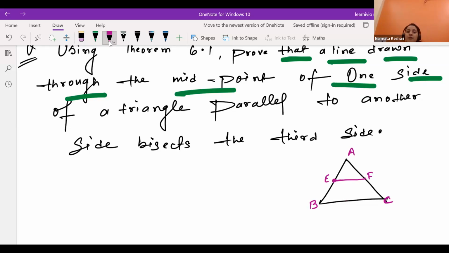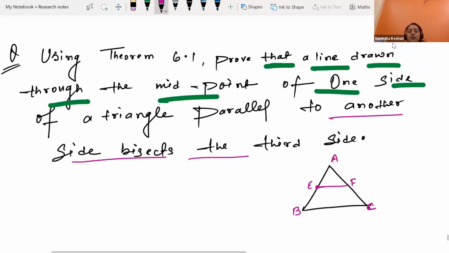We have to prove that another side is also getting bisected. Okay, that means, just a second, yeah, now you will be able to say it properly. It says prove that a line drawn through the midpoint of one side of a triangle parallel to another side bisects the third side.